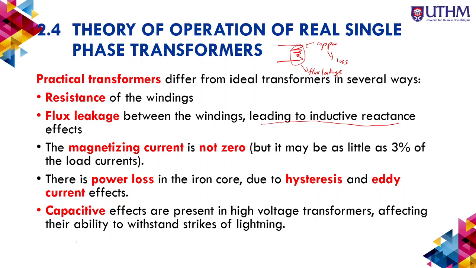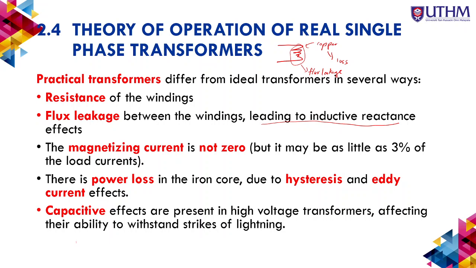Okay. And then the magnetizing current. Okay, magnetizing current is not zero. Okay, but it may be as little as 3% of the load current. Load current is from the output. Okay. And then there is a power loss in the iron core. So the iron core also has power loss due to the hysteresis and also the eddy current.